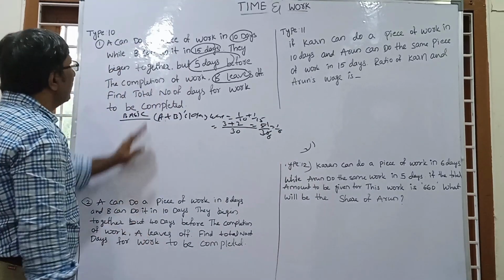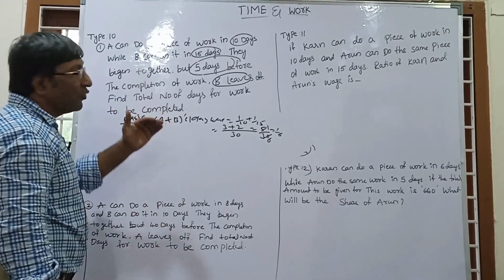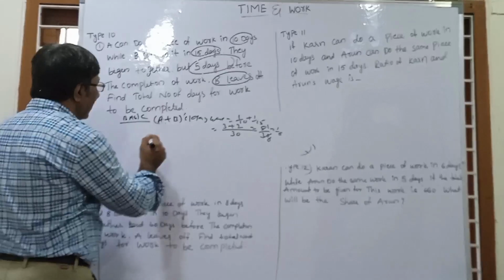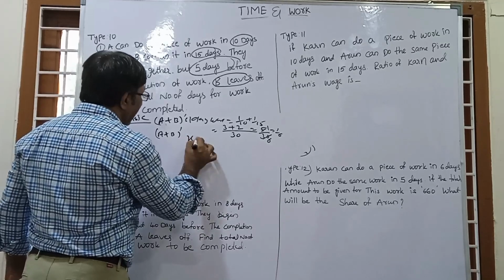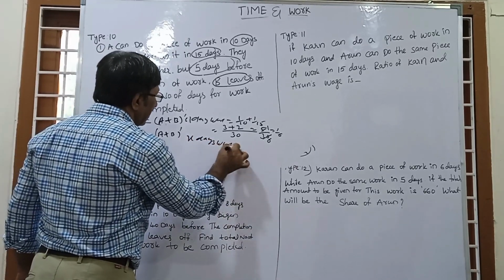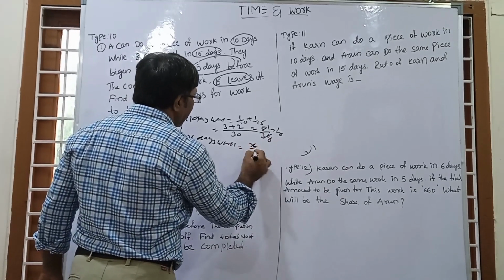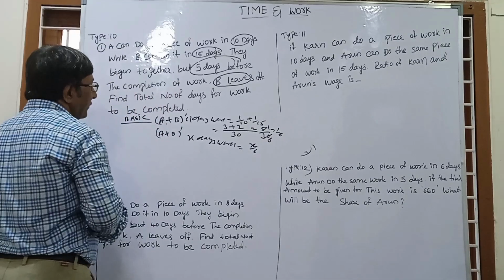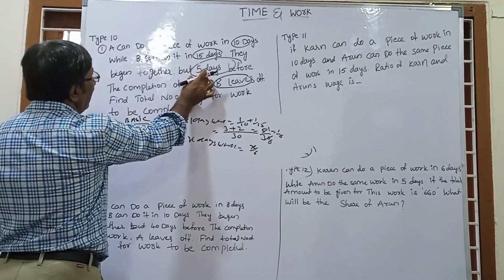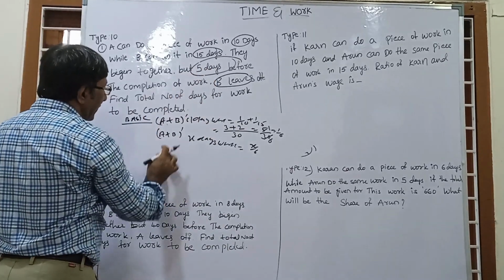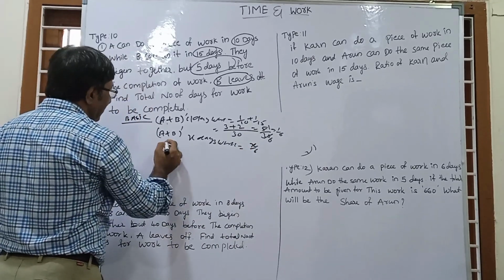They began the work together. Suppose they work together for X days. A plus B's 1 day work is 1 by 6, so X days work will be X by 6. The remaining work is done by A only, which is done in 5 days. So A plus B's X days work is this. So what is the remaining work?